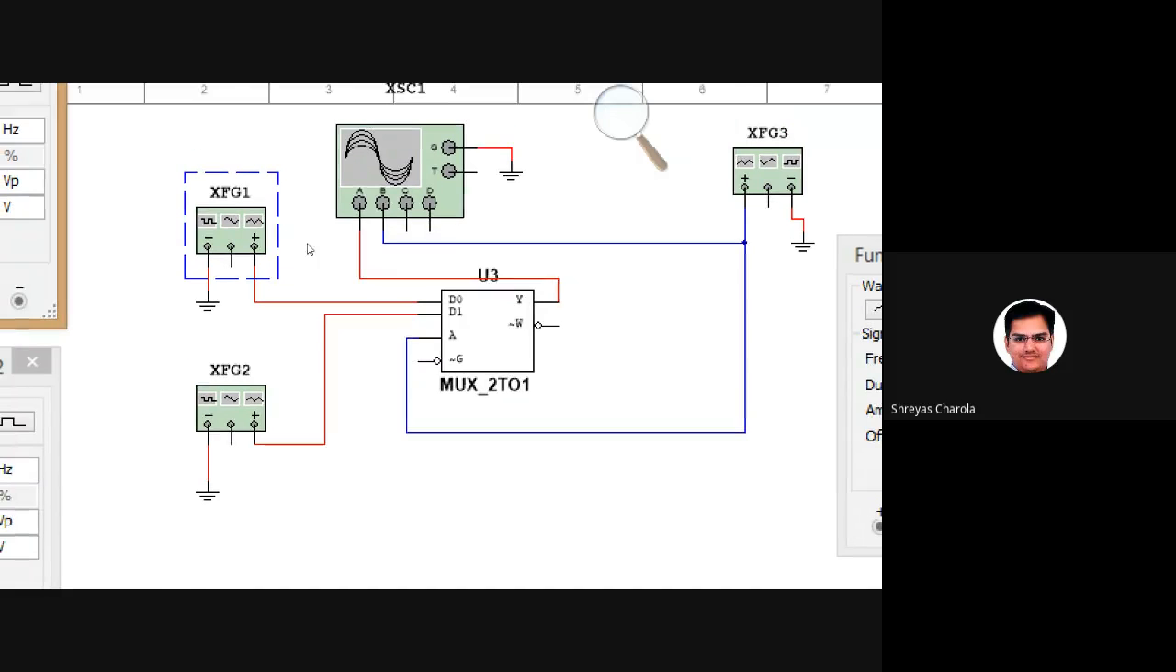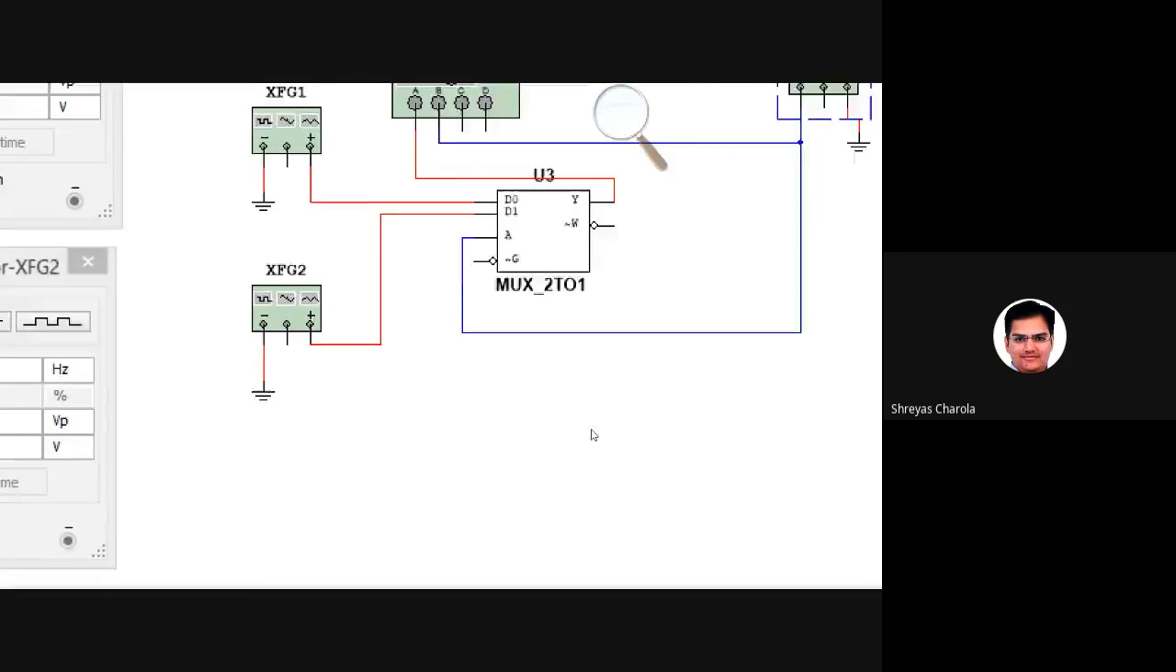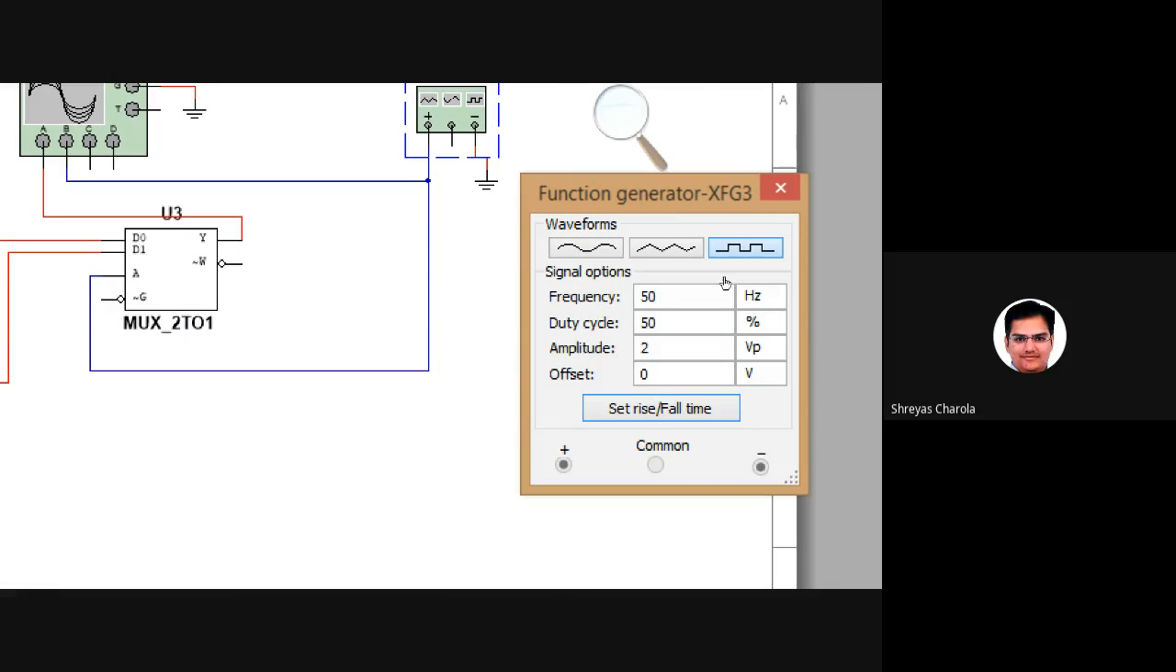So I applied the two inputs, D0 and D1. What does the A stand for over here? Look at function generator 3. There I had applied a digital signal. Why? First of all, tell me, is it a 2:1 mux or a 4:1 mux? Sir, 2:1. Okay, 2:1 mux.